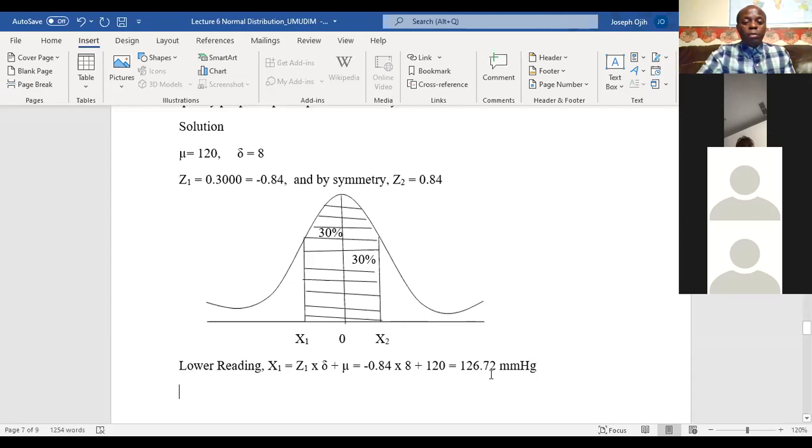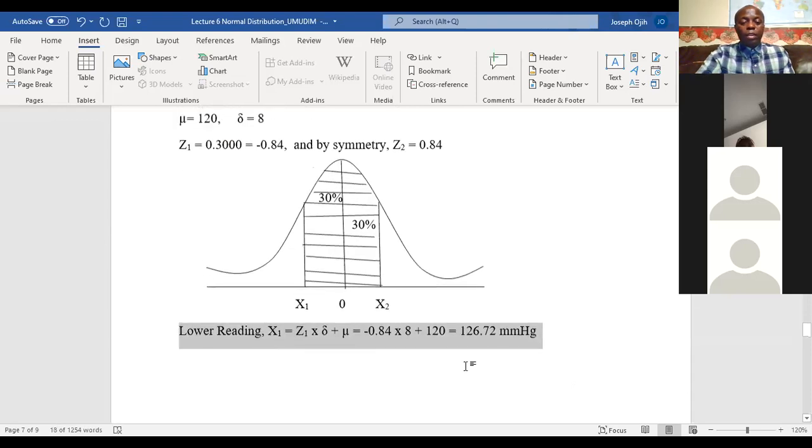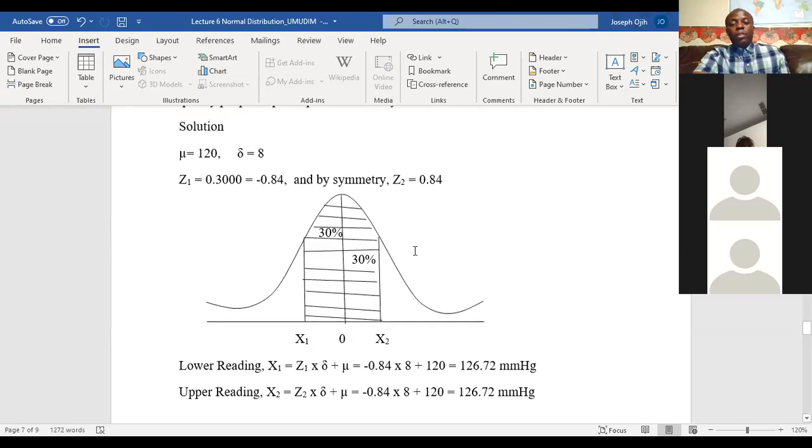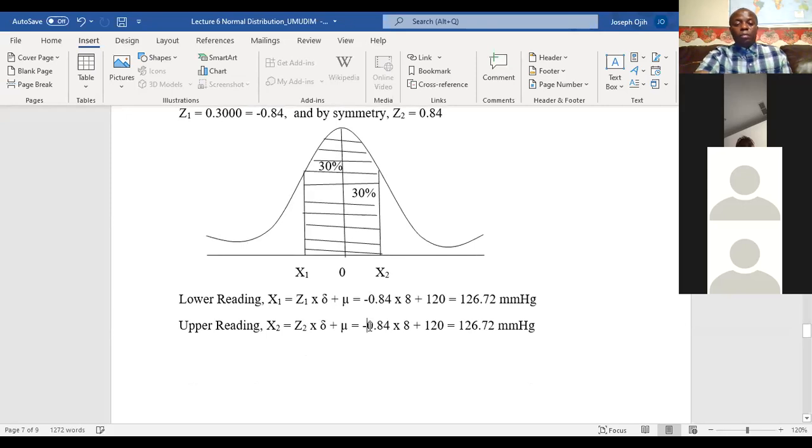And then the upper reading, we repeat the same process. I'm going to copy it, but we now make it positive. I have X2. This is going to be the upper reading. X2 becomes Z2 times standard deviation plus mean. Because Z2 is on the right side, it's going to be positive here. And that will give us the reading.